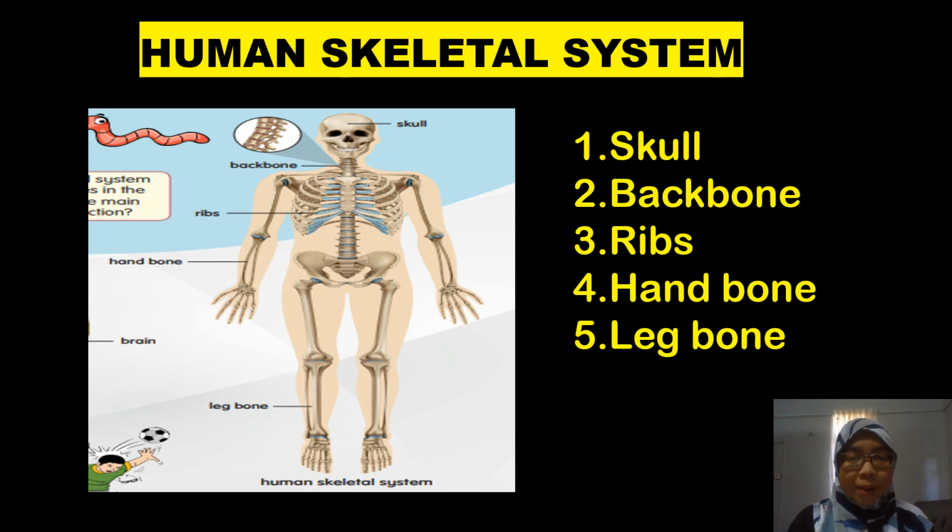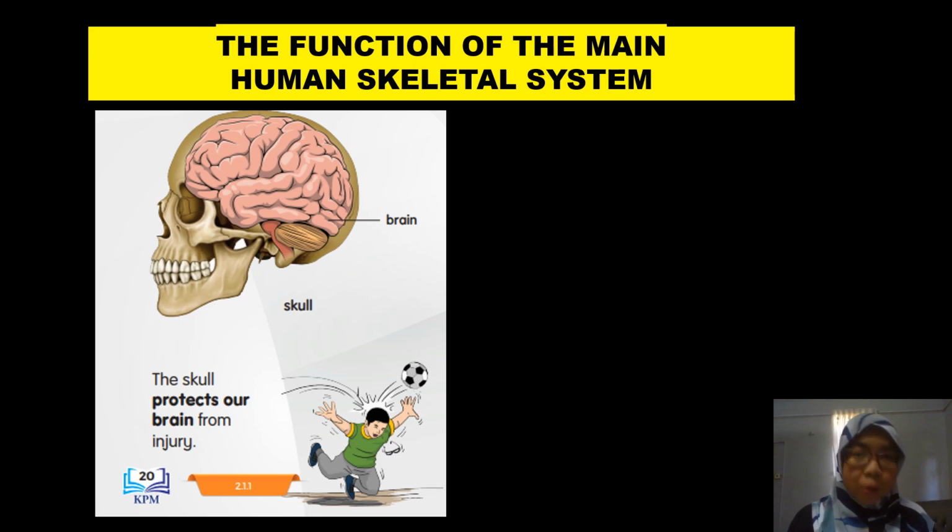So let's repeat. Make sure that you must be able to label all of these parts. Skull, backbone, ribs, hand bone, and leg bone. So we know that the skeletal system is very important for us. But what are the functions of them? Here now you must know the functions of the main human skeletal system. Refer to your textbook, page 20, 21.